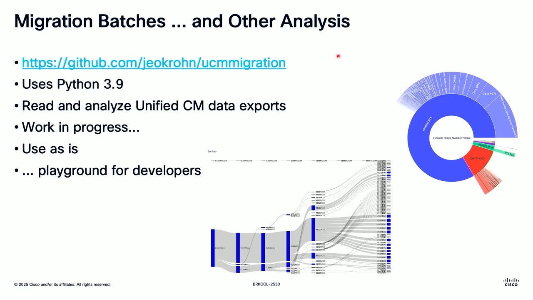It's based on this UCM data export. You can look at phone readiness, analyze the dial plan and stuff. But you can also analyze phone migration, user migration batches. This tool basically analyzes the configuration and then looks at groups of users that are tied together in a certain way because they use the same BLF or they have shared lines on their phones.